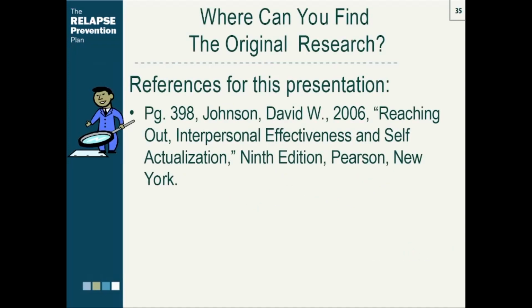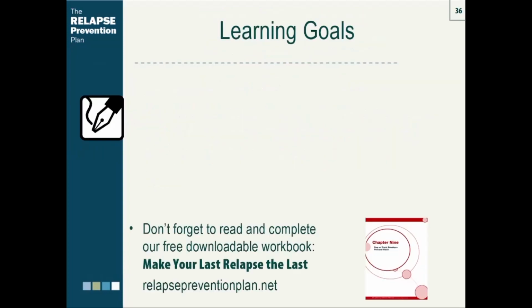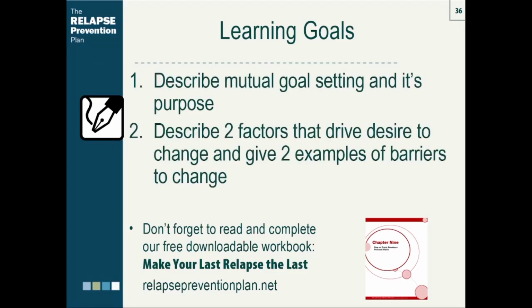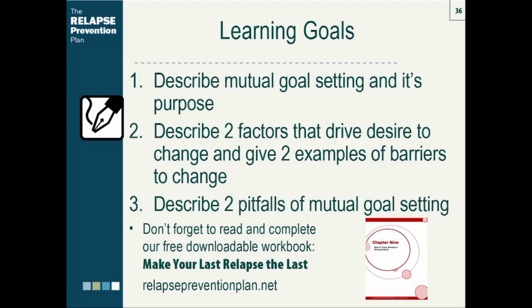You can find the references for this presentation in this book by David Johnson, Reaching Out, Interpersonal Effectiveness and Self-Actualization. Today, you learn to describe mutual goal setting and its purpose, to describe two factors that drive desire to change and give two examples of barriers to change, and to describe two pitfalls of mutual goal setting. Don't forget to read and complete Chapter 9 of our free downloadable workbook, Make Your Last Relapse the Last, from relapsepreventionplan.net.